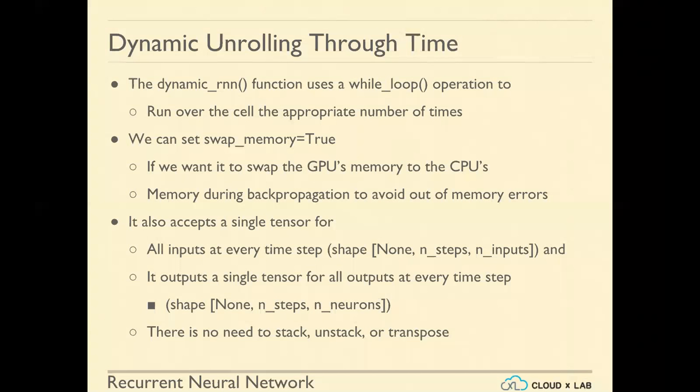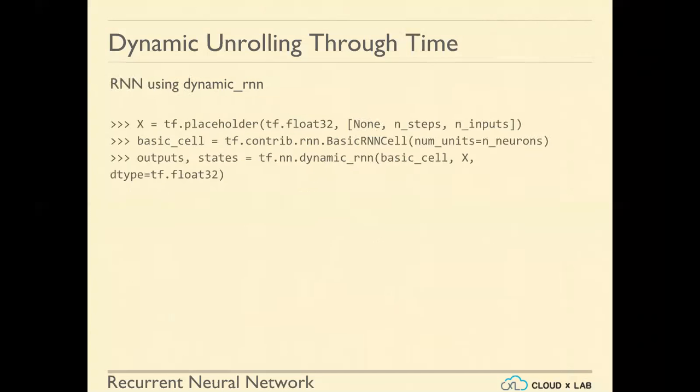This is so that during backpropagation, the memory errors do not occur. It also accepts a single tensor for all the inputs at every time step, and it outputs a single tensor of all the outputs at every step. There is no need to stack, unstack, and transpose. So we could use dynamic RNN very simply.